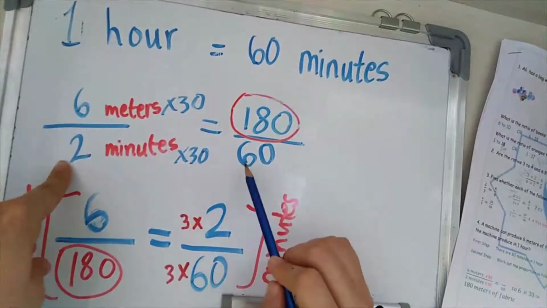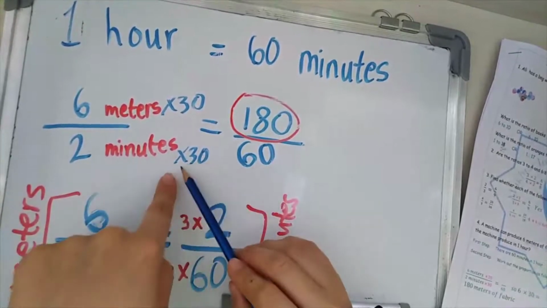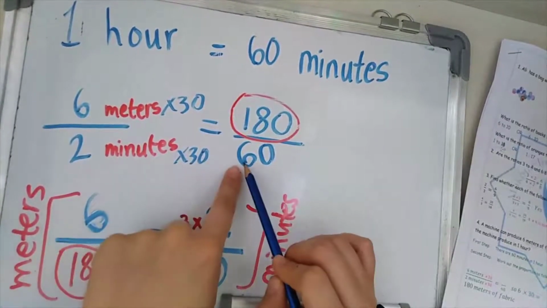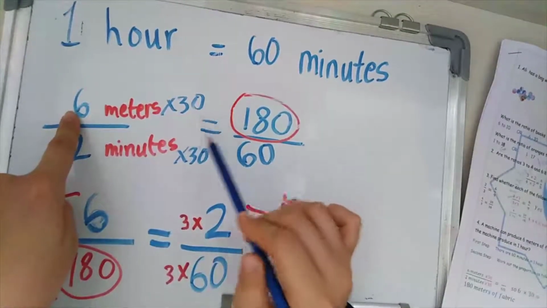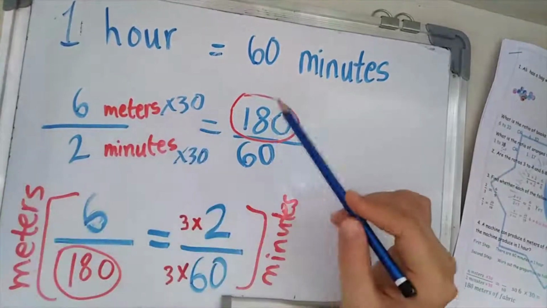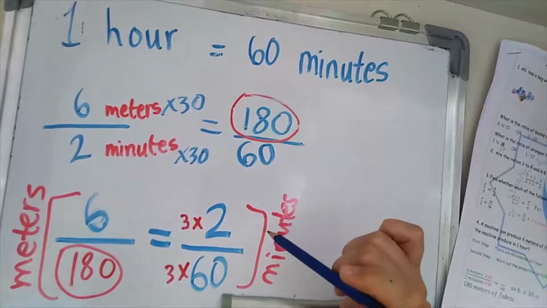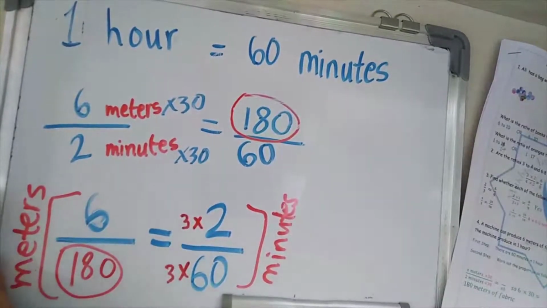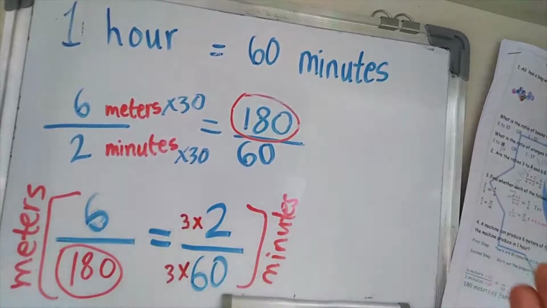Okay? Now, why did I get this 180 up there? Because when I looked at what made 2 turn into 60, I found that when I multiplied by 30, I get 60. So, in order to get an equal ratio, I have to multiply by 30 up here as well. 6 times 30 is 180. Now, one might think, no, I want to write the meters on one side, and I want to write the minutes on another side. Okay, they're all correct.